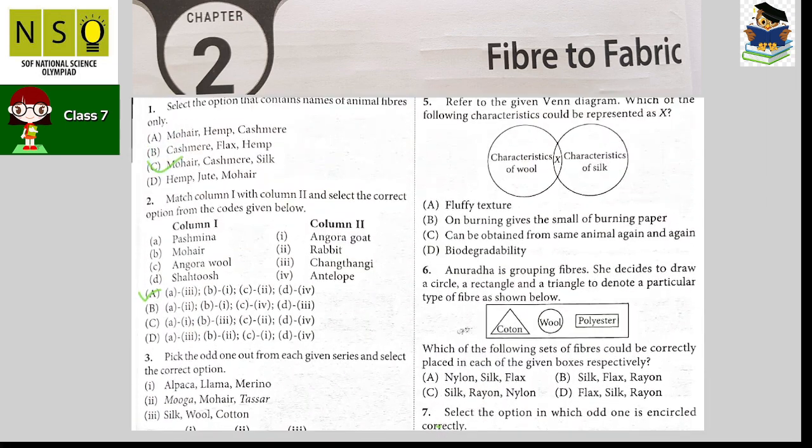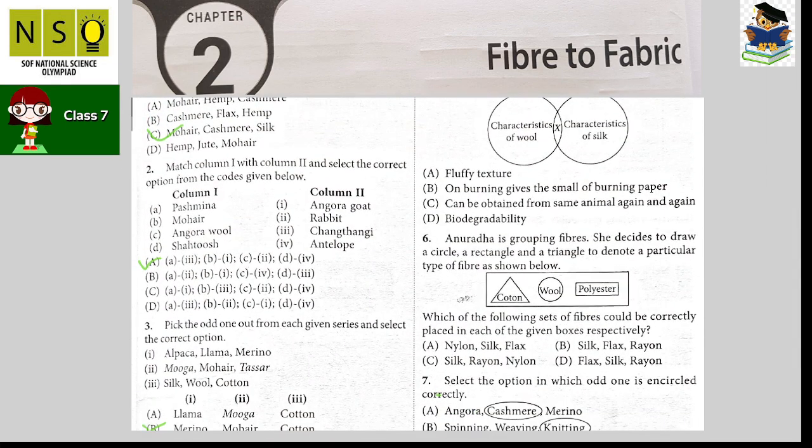Now next we move to question number 5. What it says, there again there is a Venn diagram, and we have to find what the X represents here. There are 4 options. Fluffy texture, on burning gives the smell of burning paper, C is can be obtained from same animal again and again, and D is biodegradability.